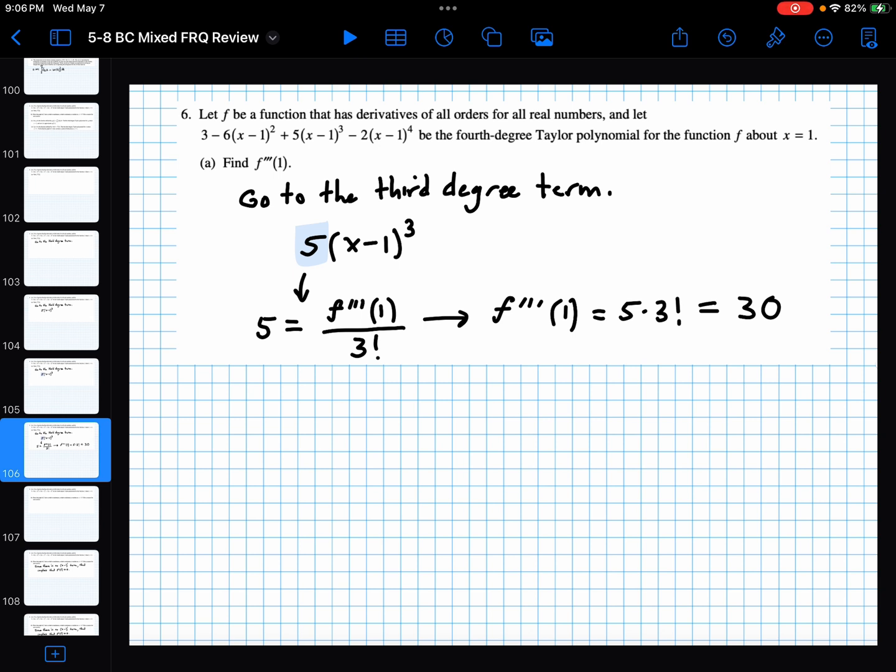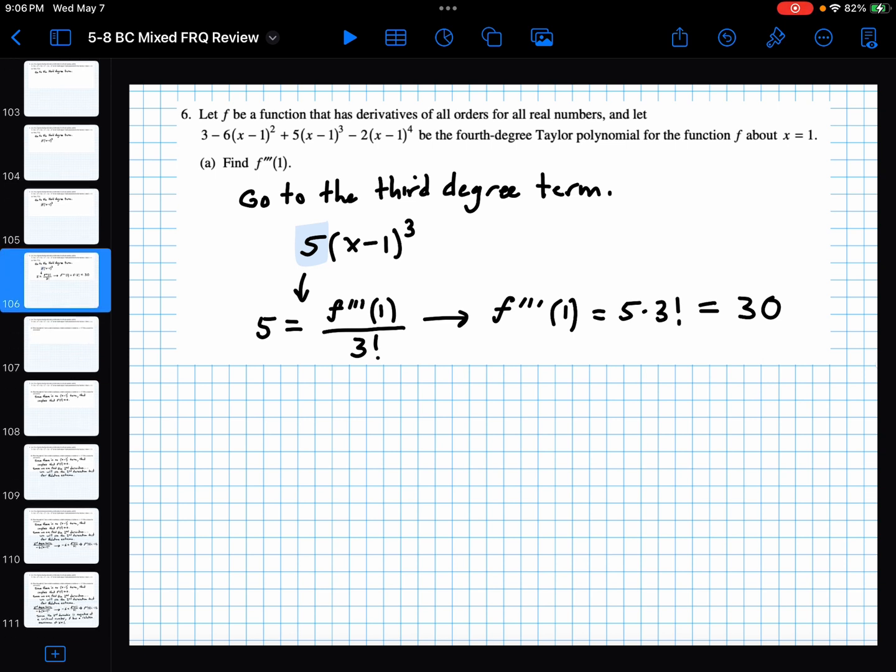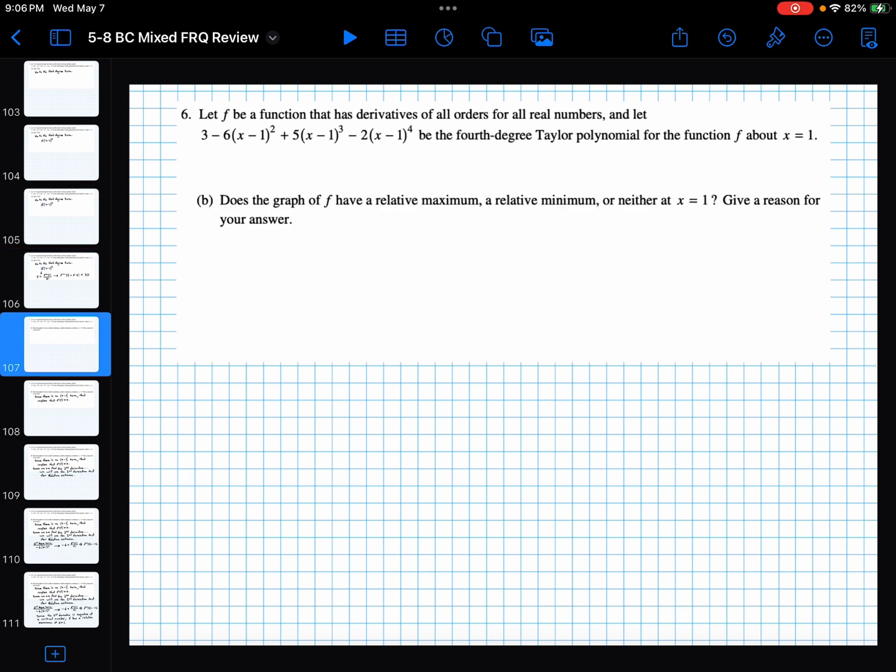So f triple prime of 1 is going to be simply 5 times 3 factorial. 3 factorial is 6, so 5 times 6 is equal to 30. There's no real wording of the question to write a sentence here, so that's about it. Now on to part B.